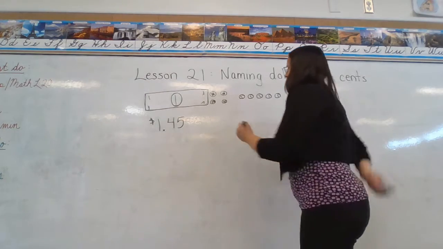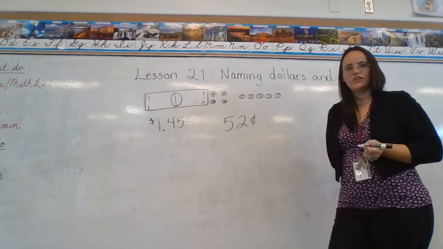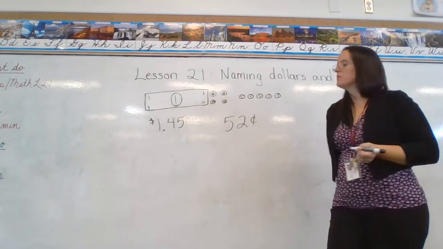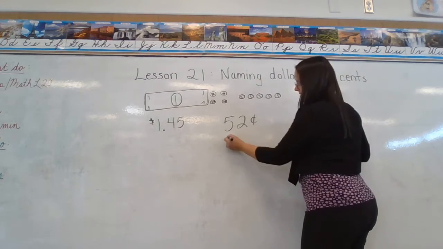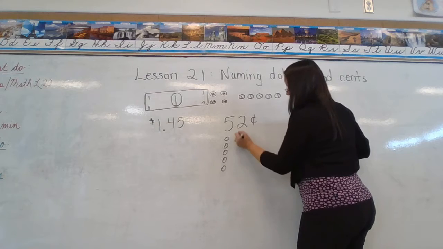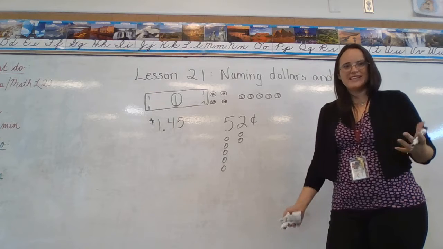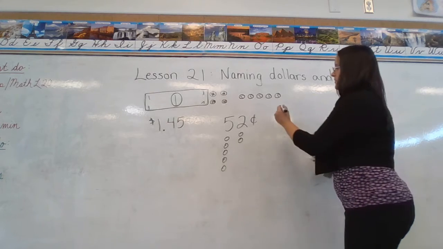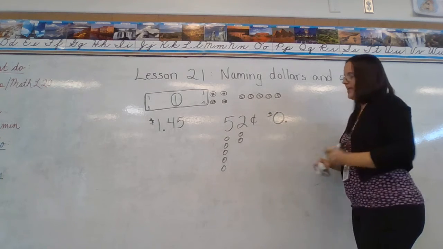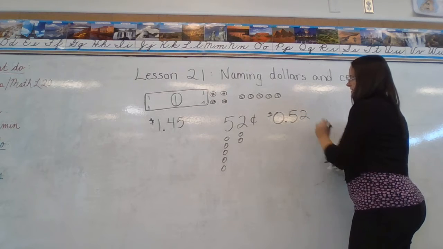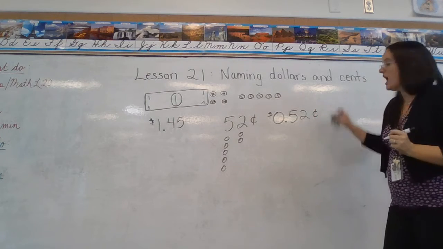Now, what if I have 52 cents and I am asked to write that using a dollar sign and a decimal? Well, think about it. If you have 52 cents, you have 5 dimes and 2 pennies. Do you have any dollars? No. So how do we say we don't have any with a number? We write 0. We have $0, and then we put our decimal point there, and we say we have 52 cents. So this would be correct. This would not be correct.